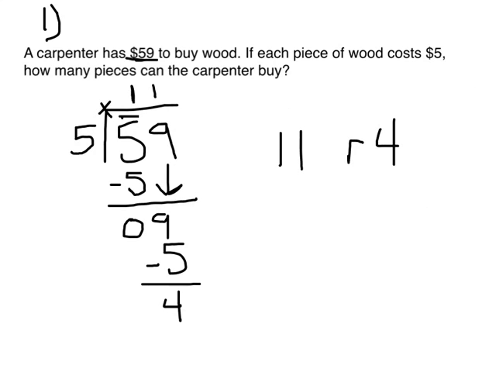Let's talk about what that means in the context of the problem. I split $59 into groups of $5. I have 11 groups of $5 with $4 remaining. That means the carpenter can only buy 11 pieces of wood. The 4 remaining dollars are not enough to buy another piece. So the answer to this question is just 11.